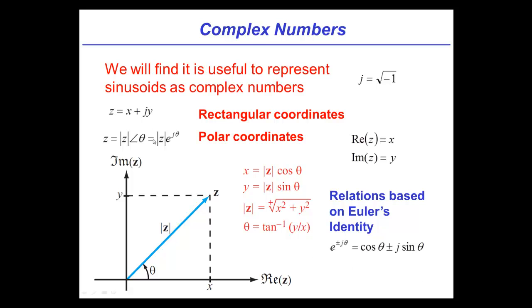So all I do is, if I take this exponential j theta and replace it by the cosine and j sine that comes from Euler's identity, then I get it recaptured, exactly the same as here. Cool. Okay, so that's a good review for complex numbers.